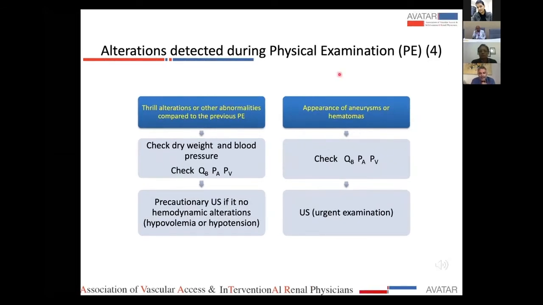The role of ultrasound is very important also when we can identify some alteration about the thrill, or if there are some abnormalities compared to the previous physical examination. And overall, we have to use the ultrasound if we can identify some acute complications, such as the appearance of aneurysm or hematomas.